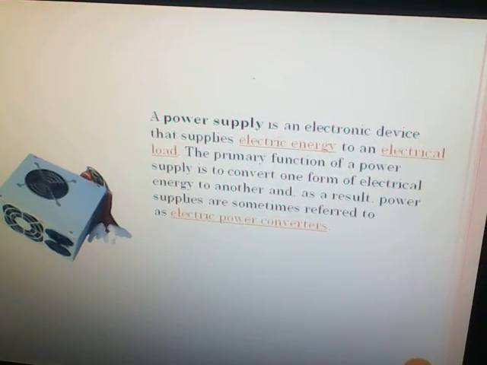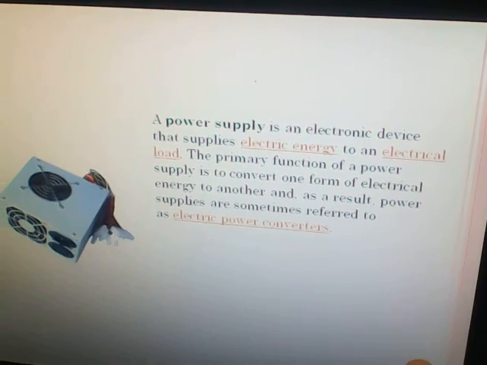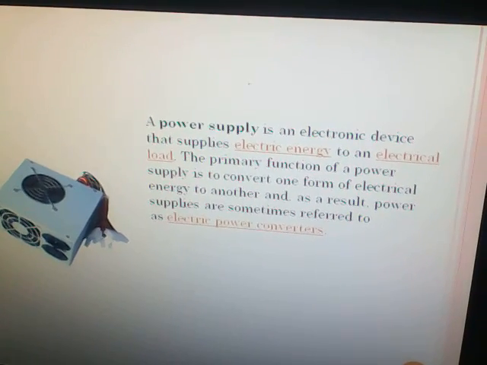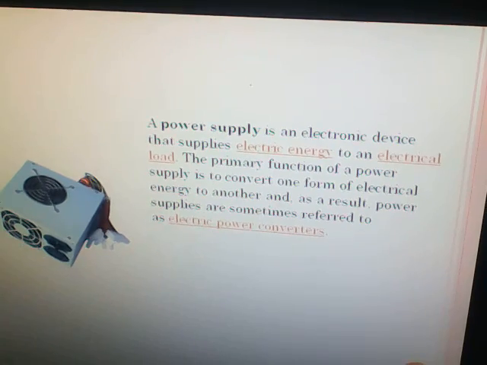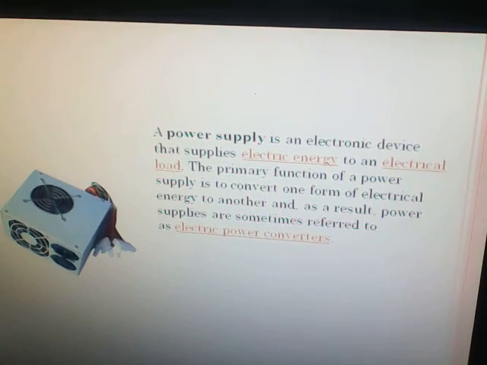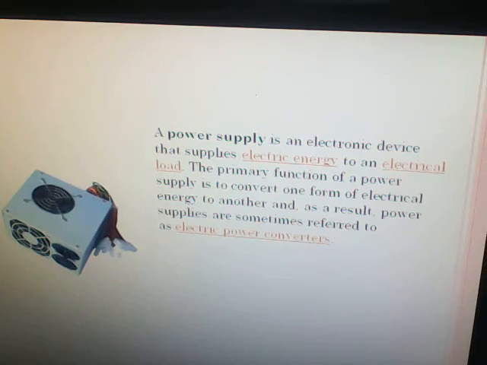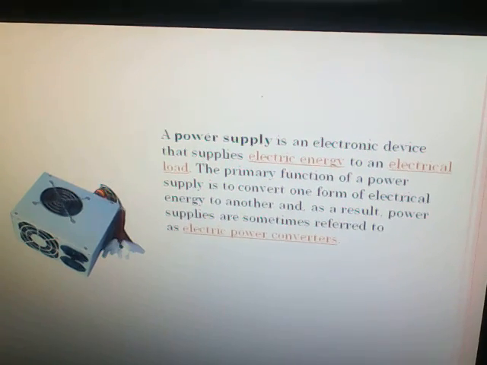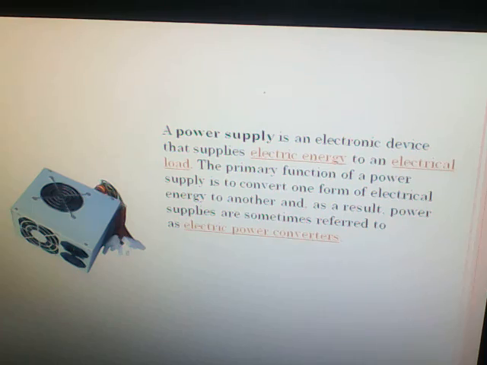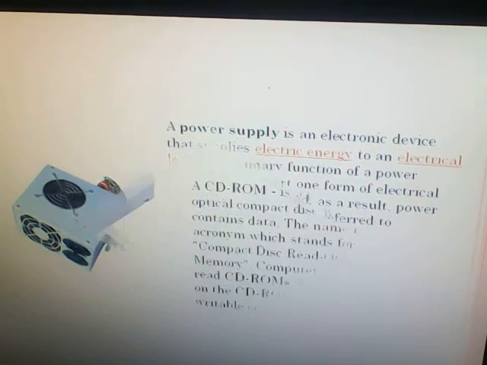Power supply. A power supply is an electronic device that supplies electric energy to an electrical load. The primary function of a power supply is to convert one form of electrical energy to another, and as a result, power supplies are sometimes referred to as electric power converters.